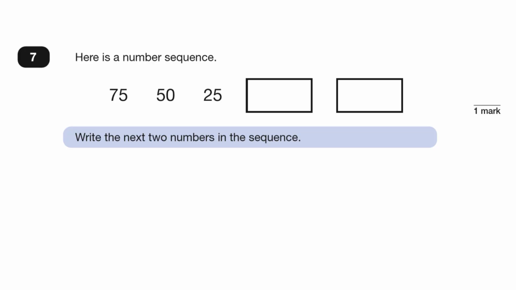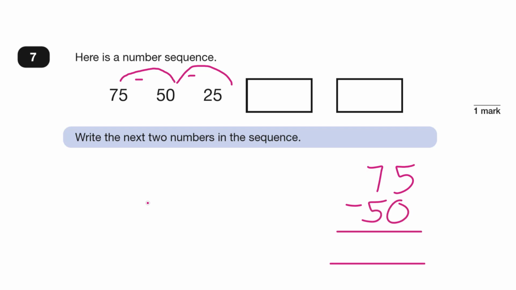Question 7. Here is a number sequence. Write the next 2 numbers in the sequence. When we're looking at sequences, we're always looking to see if there is a pattern. The first thing I notice is that my number is going down, it's decreasing, so I know it's going to be a subtract. Next I want to figure out the difference between the first 2 numbers in the sequence. I can do this in my head, and some of you may be able to. If you can't, just subtract them very quickly to find out the difference.